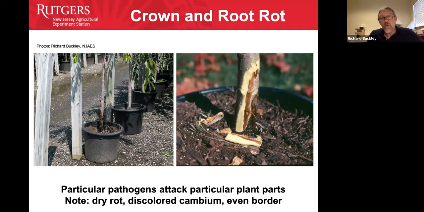You cut the bark away and you see a nice and even lesion, a nice and even, chocolatey brown discoloration. It's a dry rot, and it attacks a specific plant part, the crown. So you look up cherry, define the problem as a crown rot, and you have one choice, Phytophthora. You're at the answer. So again, classic fungal: dry rot, round, dry, discolored.